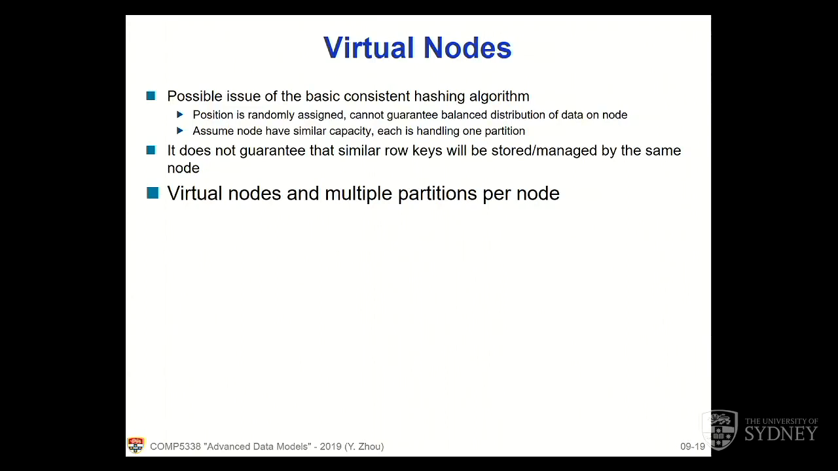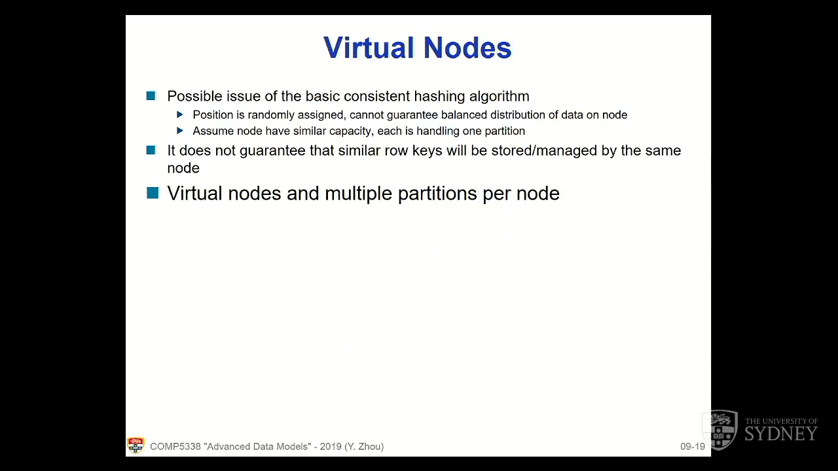So just now we discussed the very basic consistent hashing algorithm where each node is responsible for a range, but that kind of assumes that each node has similar capacity. Well, that's not always true, because there's no requirement that every node within the cluster should have very similar capacity. Also, the positions are randomly assigned, so you can't really guarantee balanced distribution of data on nodes.